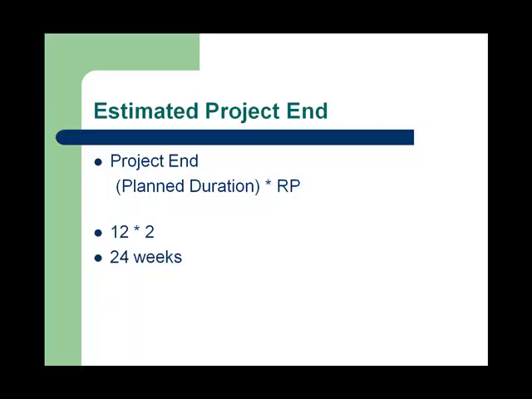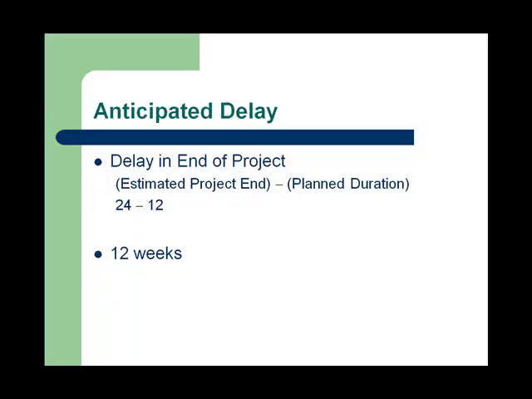Anticipated delay. Using the estimated project end of 24 weeks in the previous slide, we can now find the anticipated delay by subtracting the planned duration, which was 12. We therefore see that the anticipated delay at the end of the project will be 12 weeks.